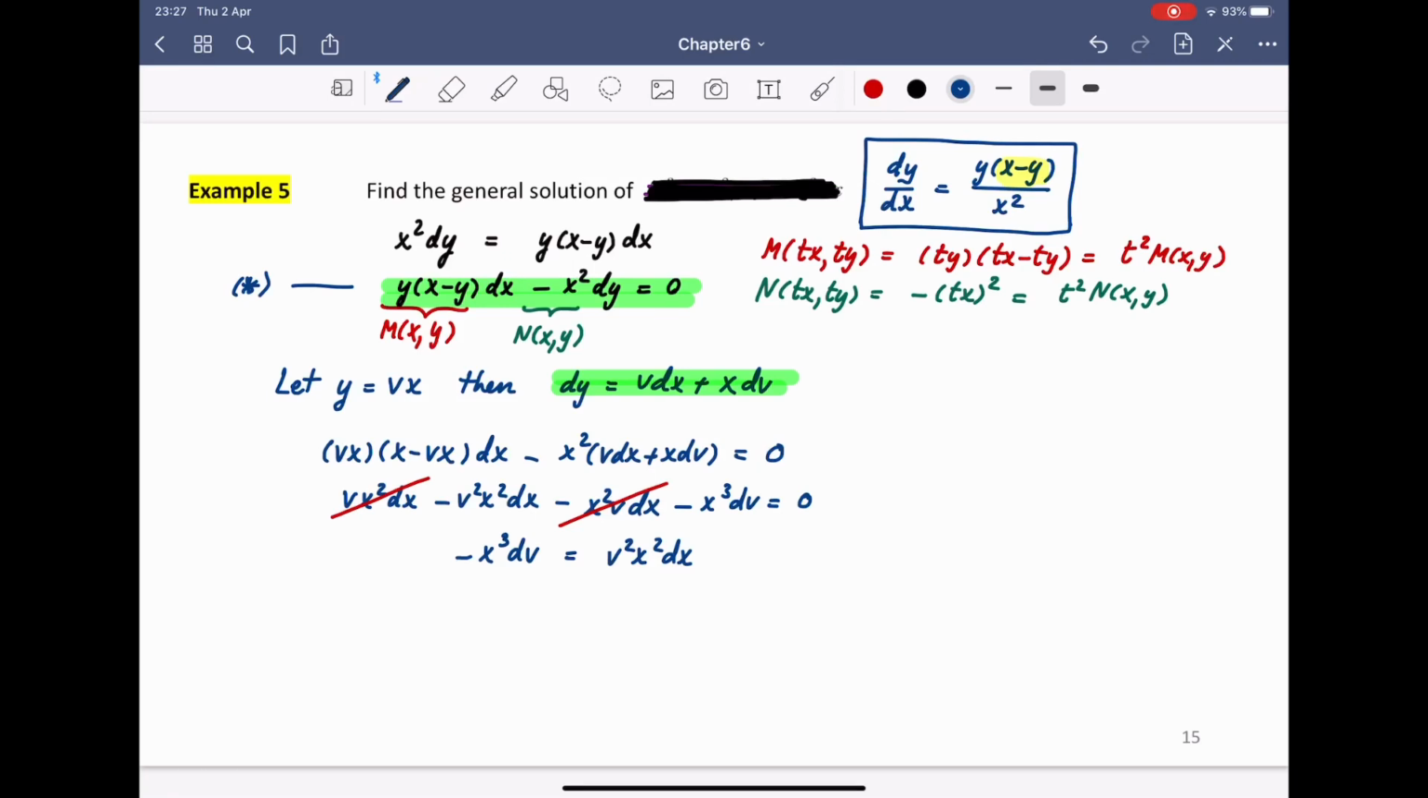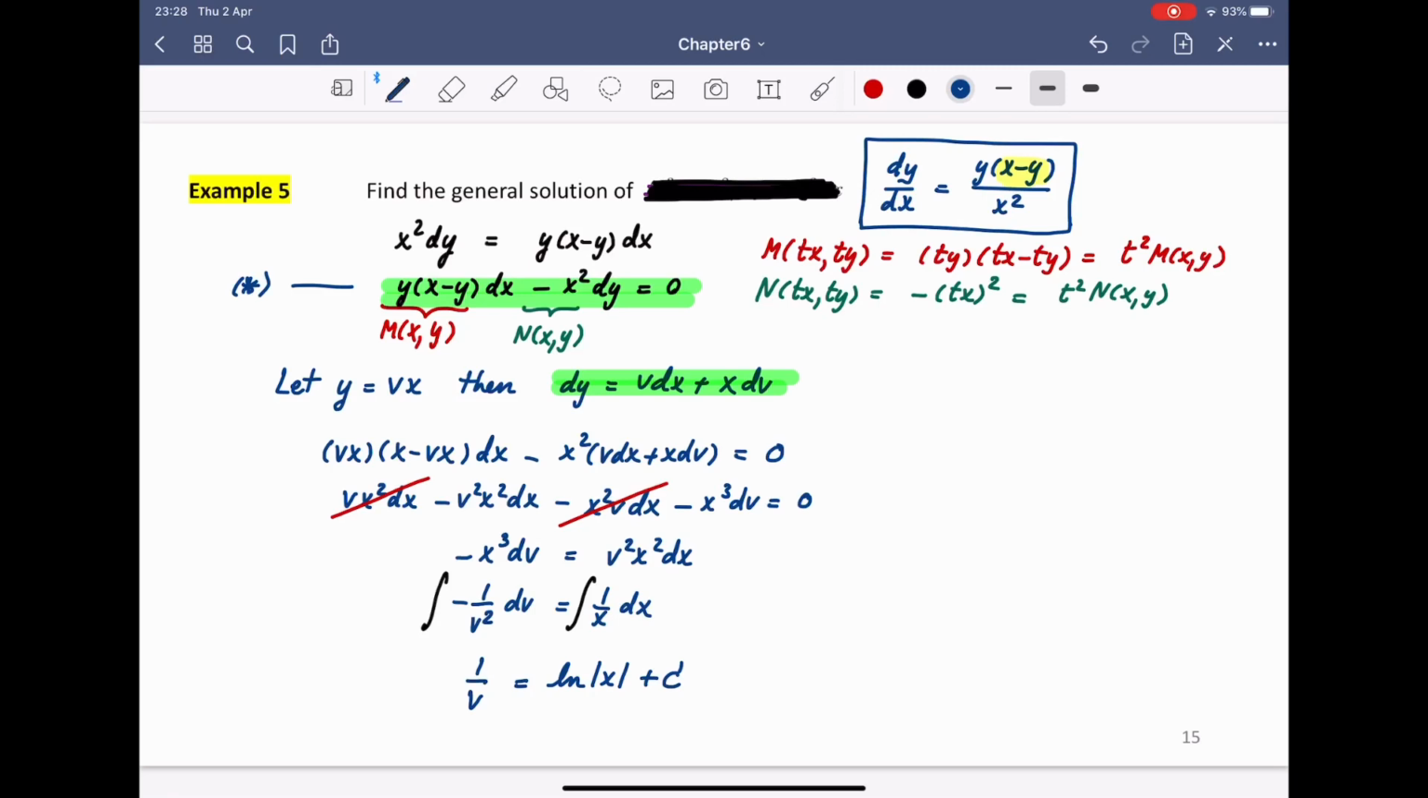And now this is a separable equation. You have to move everything in terms of v to the left hand side, and everything in terms of x to the right hand side. So now you get negative 1 over v squared dv equal to 1 over x dx. And now you're ready to integrate on both sides. On the left, you get 1 over v, because the integral of 1 over v squared is negative 1 over v, and with the negative sign you get 1 over v. On the right hand side, the integral of 1 over x dx gives you logarithm of absolute x. Then don't forget to add plus c.